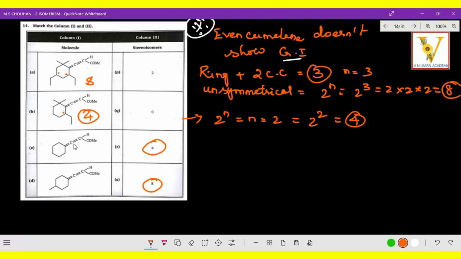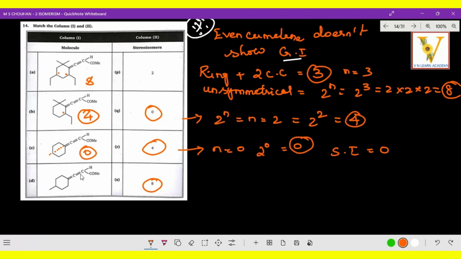And same, even cumulene is there. Even cumulene does not show geometrical isomers, so that means there is no chiral carbon. So it is optically inactive. Optically inactive means here there is no chiral carbon, n equal to 0. So the number of isomers is 2 to the power of 0. Number of stereoisomers is 0. I just mentioned that number, right?